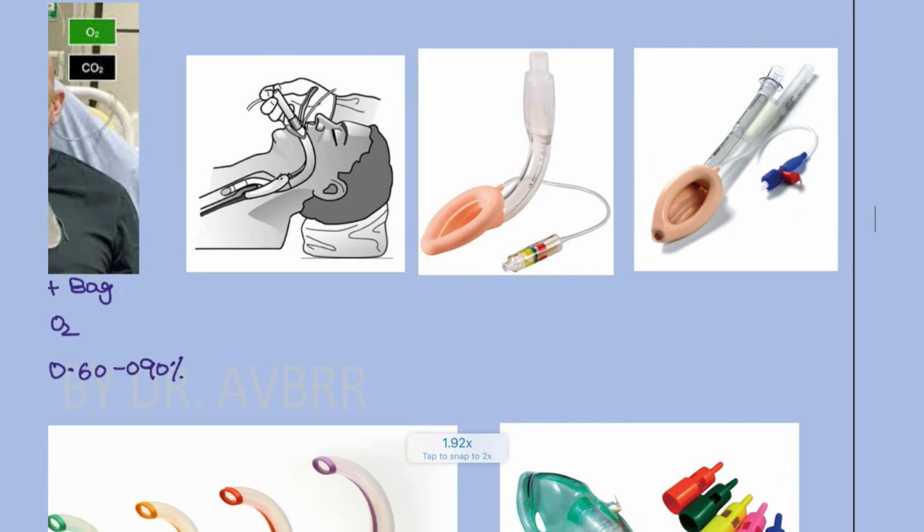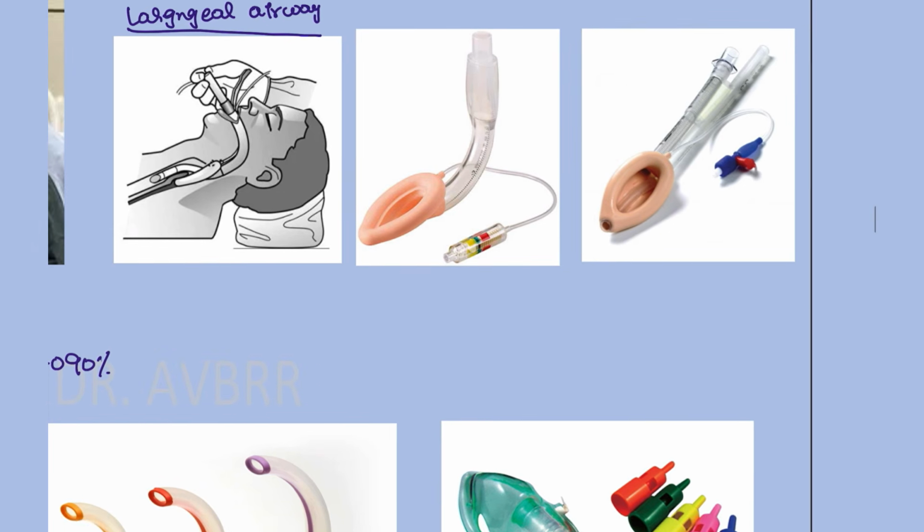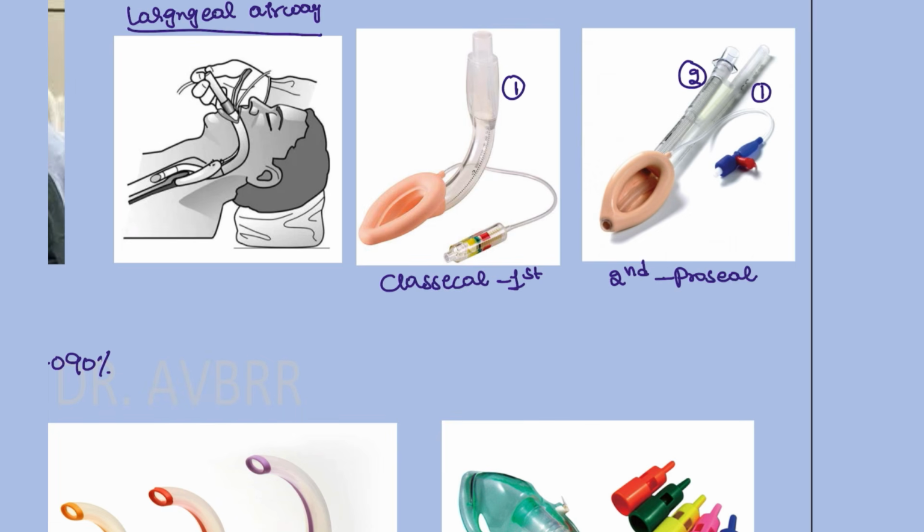Next, coming to the laryngeal mask. The laryngeal airway is used in patients who are sometimes not fit for intubation. But what is the importance of the laryngeal airways? So this is the classical type, the classical first generation. This is the second generation ProSeal type. The difference is that this has one tube, and this has two tubes.